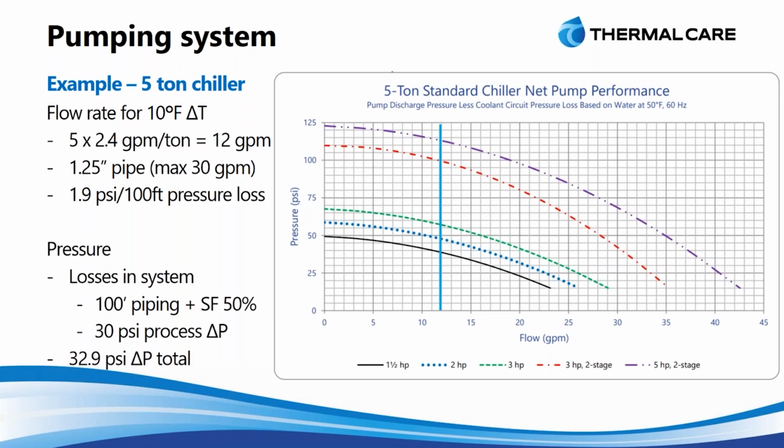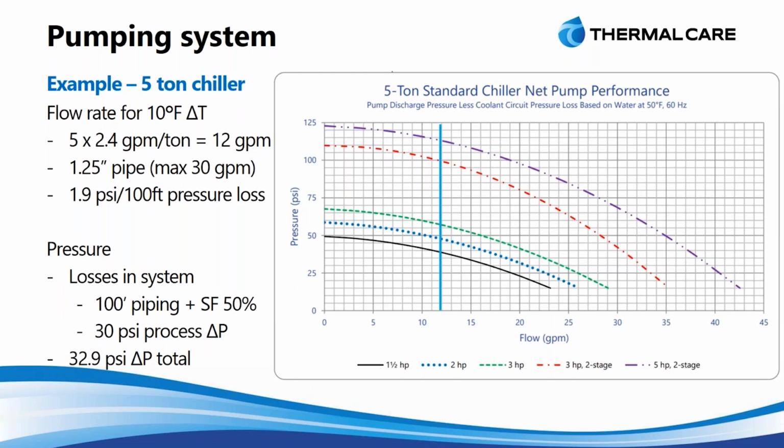Next, we need to talk about our pressure. The pressure requirement is based on the losses in the system, to ensure that we have enough pressure to push that water through the system. So we're going to say 100 feet of total piping. That could be essentially 50 feet from the chiller to the process and 50 feet back from the process to the chiller. That could be 10 feet up, 30 feet over, 10 feet down. It could be a straight shot.